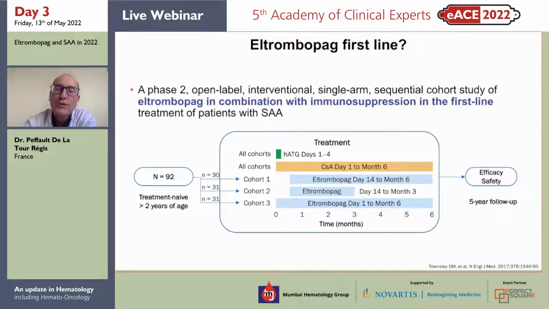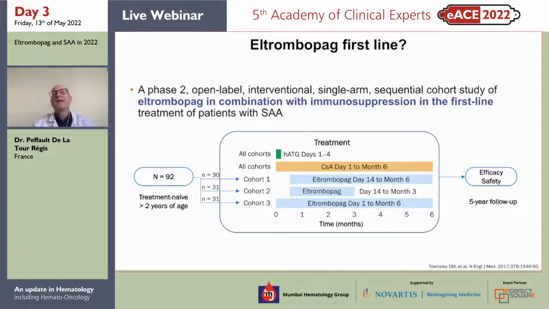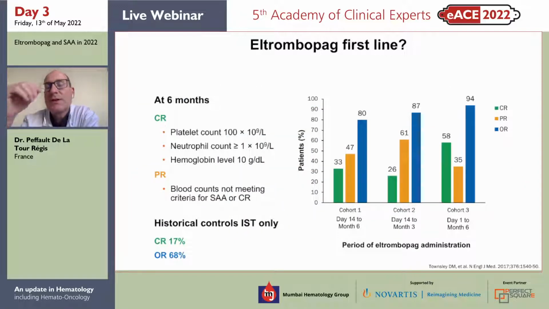And then there was a third schedule of eltrombopag from day 15 to month 6, or from day 15 to month 3, or for cohort 3, what we call the total therapy, from day 0 altogether, horse ATG plus cyclosporine plus eltrombopag. So what are the results of this study?